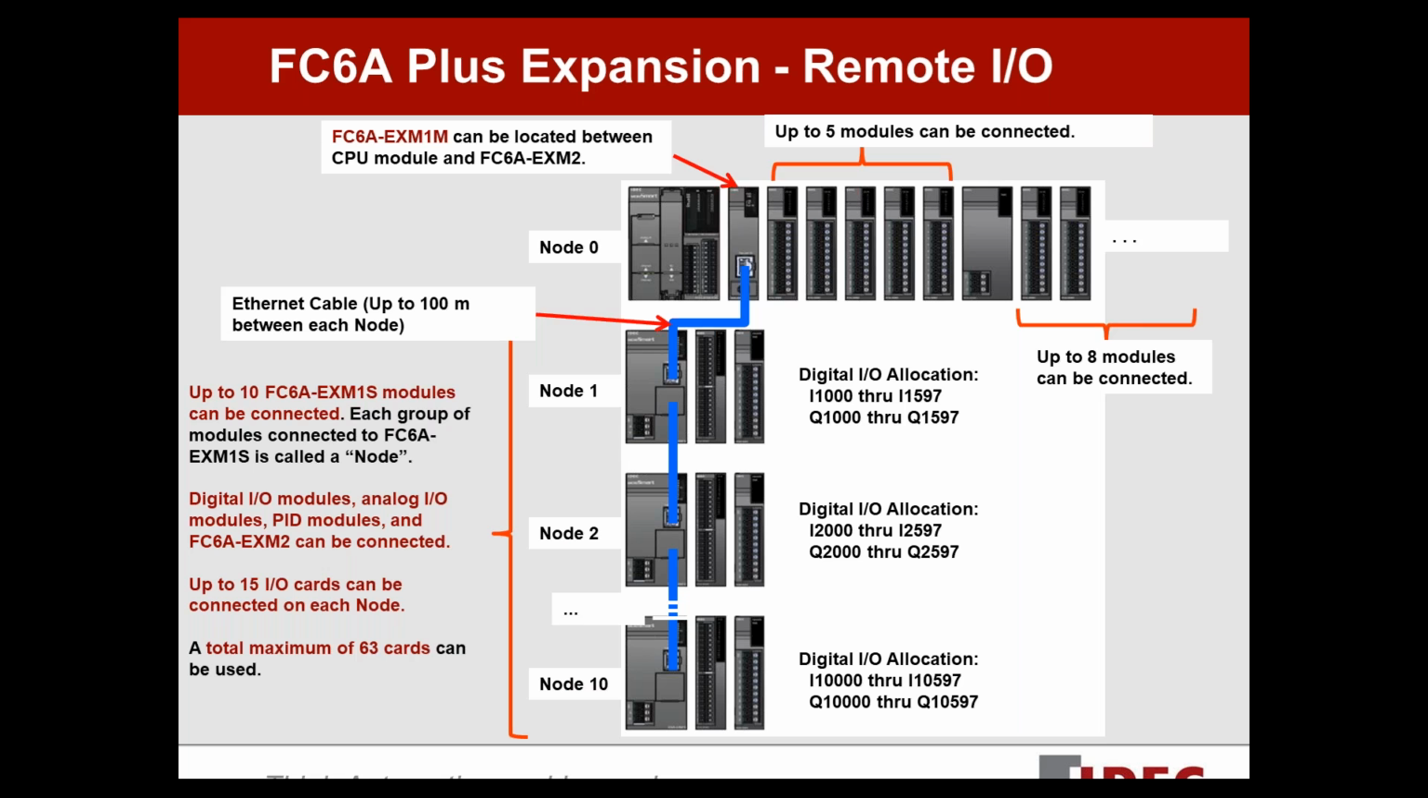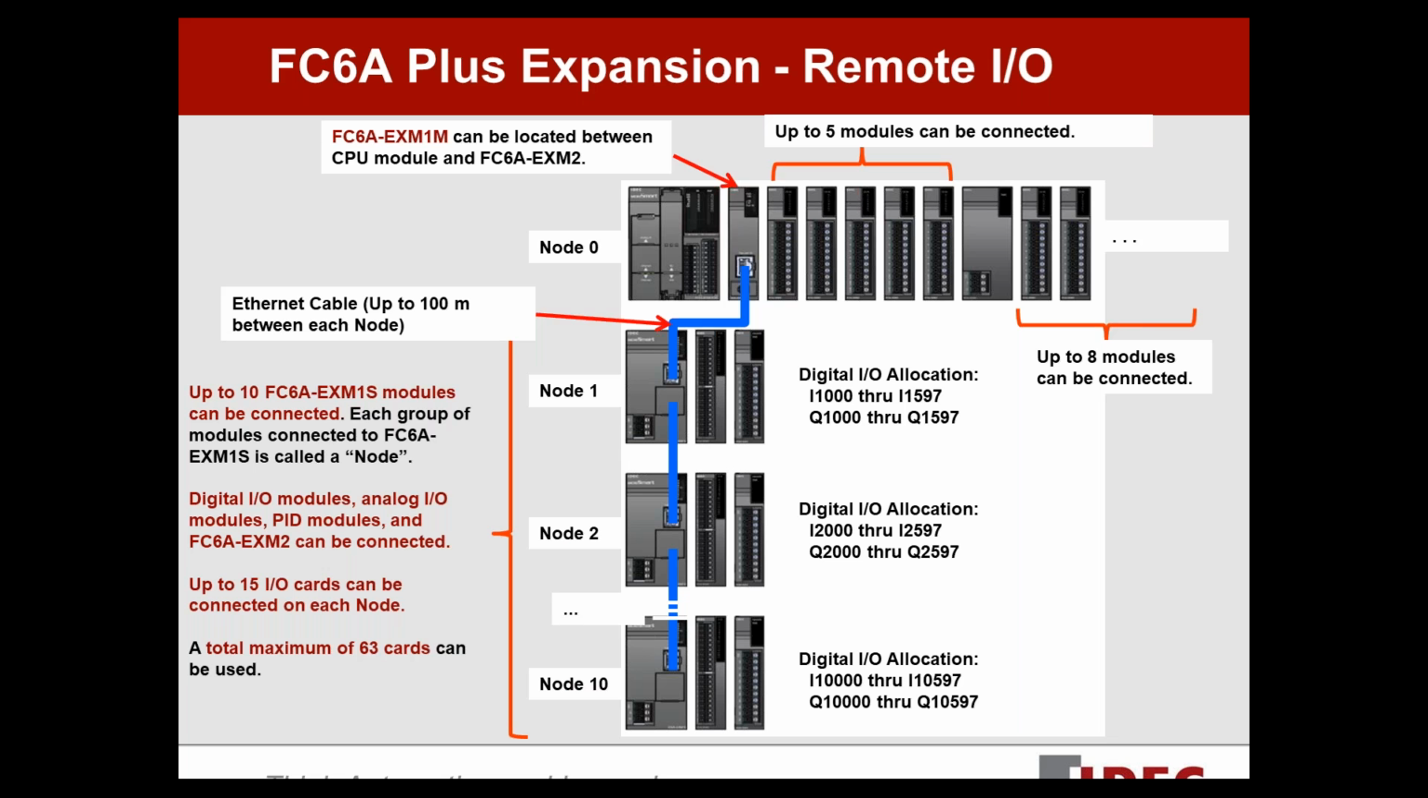Digital I/O, the inputs start at 2000, the outputs start at 2000. And they work the same way. Node 3, the digital I/O, inputs start at 3000, outputs start at 3000, and so on, all the way down to node 10, where the digital I/O inputs start at 10,000 on node 10, outputs also start at 10,000 on node 10.